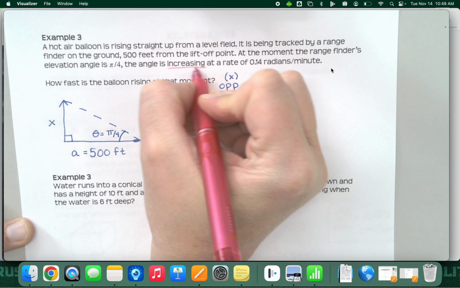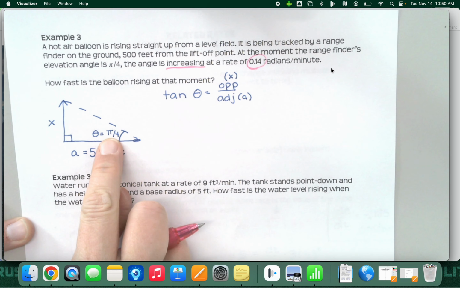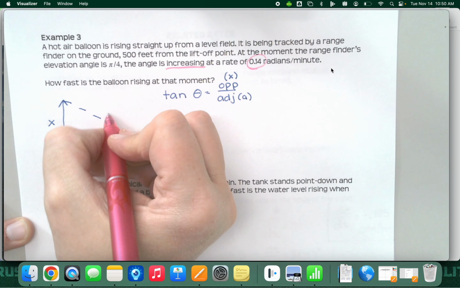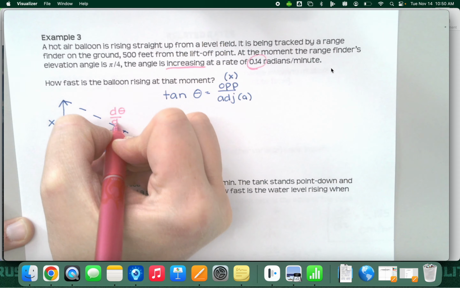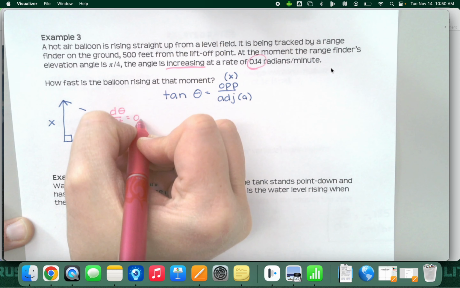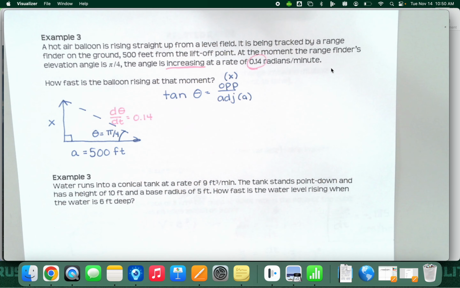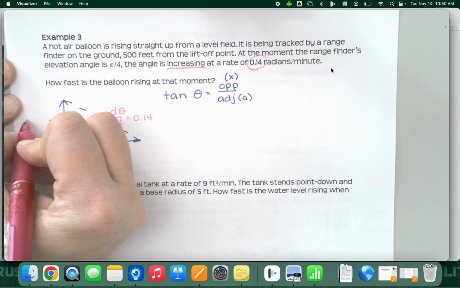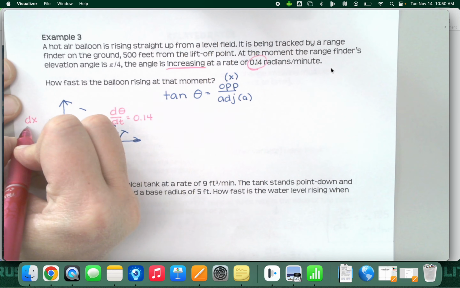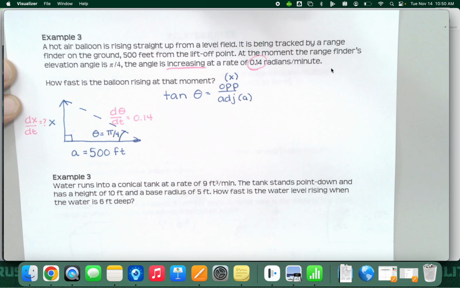Okay, and then the one other piece of information, this over here is a rate of change. It's increasing, so rate of change, 0.14 radians per minute. That's how fast this is changing. So we're going to label d theta dt as 0.14, and that's radians per minute, okay? And what we're trying to find here is dx dt. I want to know how fast this is changing. So dx dt is my question mark. That's the thing I'm trying to find.